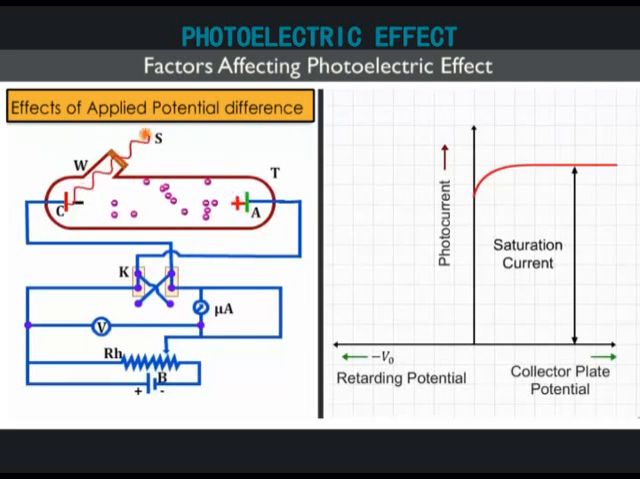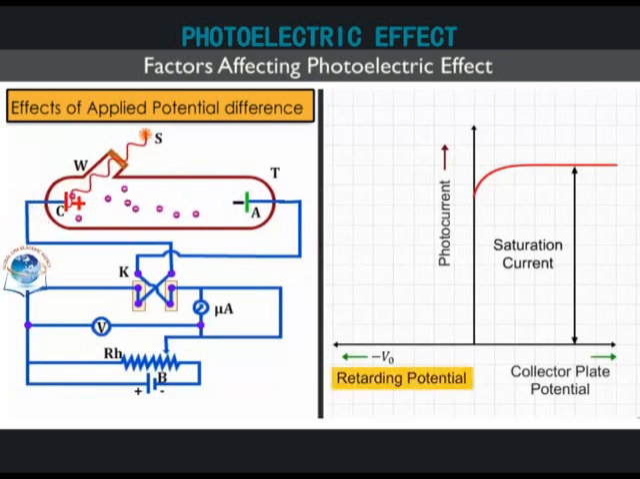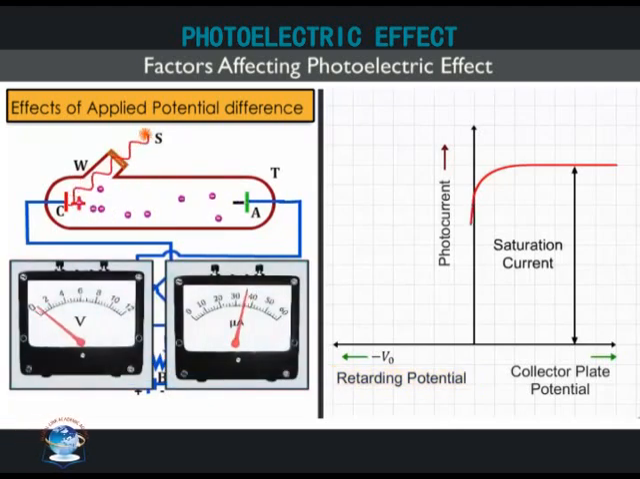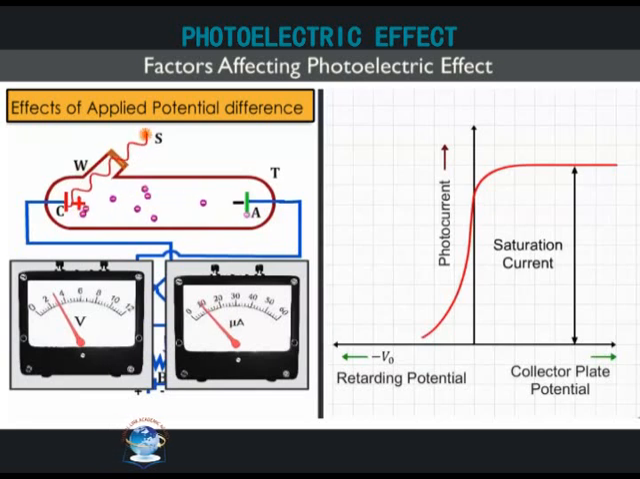Now suppose we reverse the polarity of the battery. This potential builds a positive charge on the emitter plate that attracts the emitted electrons, and a negative charge on the collector plate that repels the emitted electrons. This potential is called retarding potential. As the retarding potential increases, you will observe a sharp decrease in the photoelectric current. This is because of the decreased number of electrons that reach the collector plate.